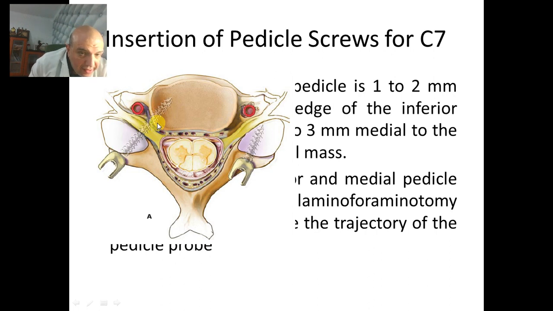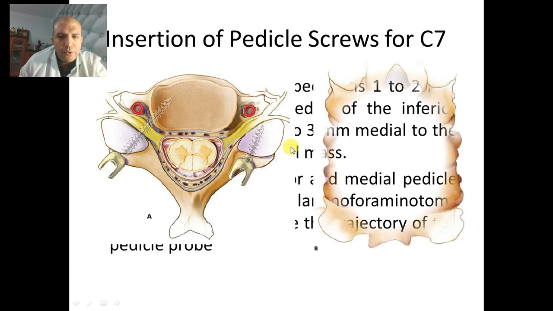The pedicle arises here. So you have to start far laterally to go to the body, to avoid the artery, and incline medially. This is just the difference between the lateral mass screw and the pedicle screw.